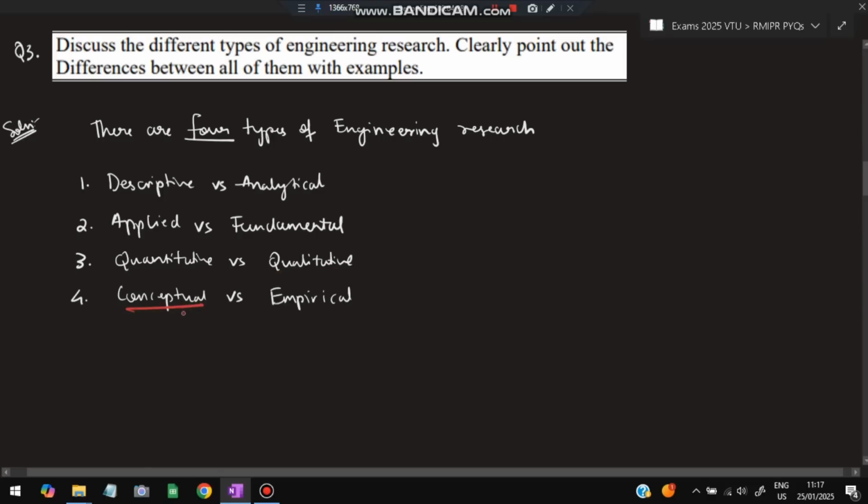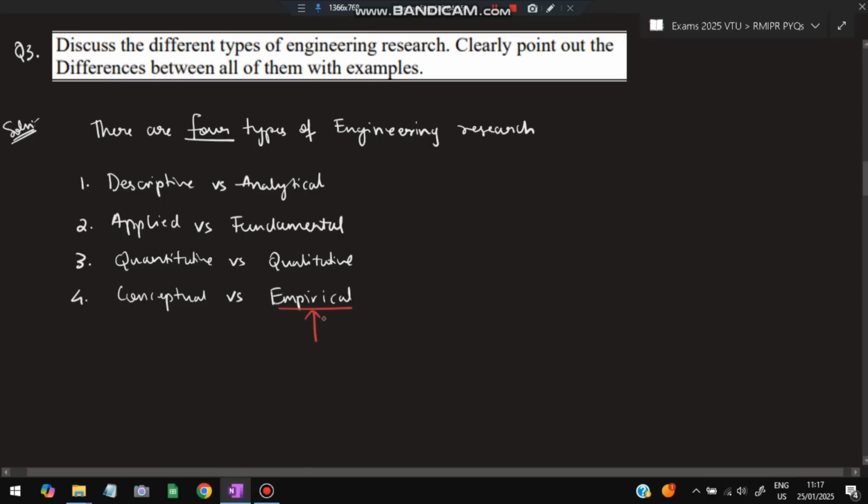The last one is conceptual and empirical. Conceptual means it is a theoretical idea. It aims at building new frameworks and reinterpreting existing ones. What is the concept we have, and whether that concept can be made better or not. An example can be proposing a theoretical model for energy usage in urban infrastructure. In cities, how can we make sure that the energy usage is minimum, that there will be no extra energy consumption? How can we ensure that?